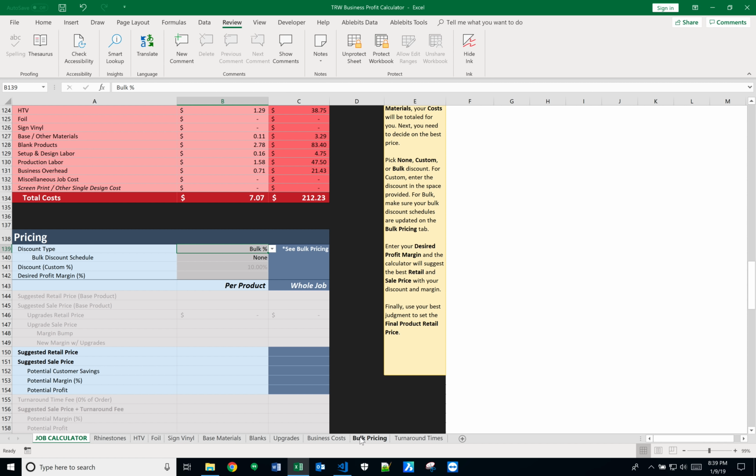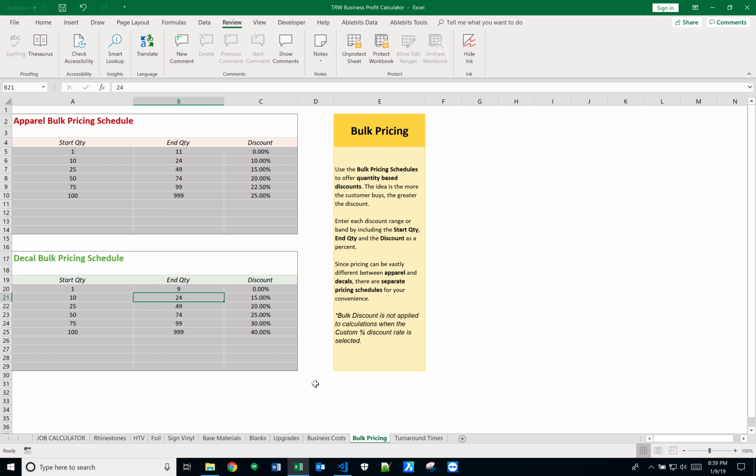If you go to the bulk pricing tab all the way here on the right, you can see that there are two bulk pricing schedules. Now we've made these schedules for you. You don't have to follow them. You can change them if you want, but this might be a good guide to go off of. Since apparel and decals can be different in terms of profit margins, we have two different schedules here.